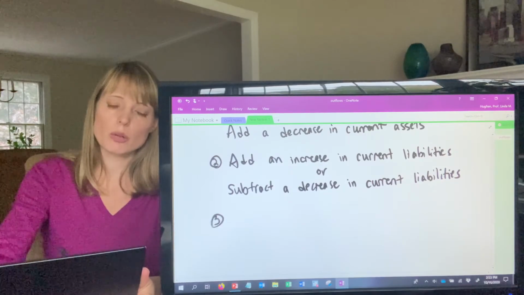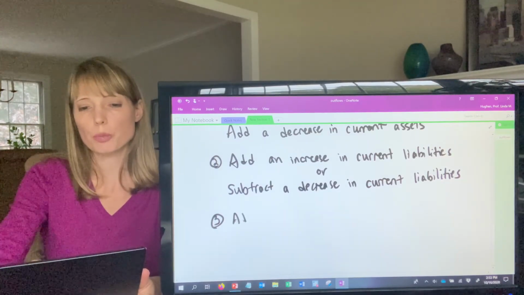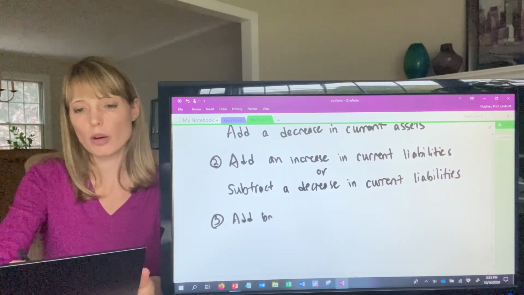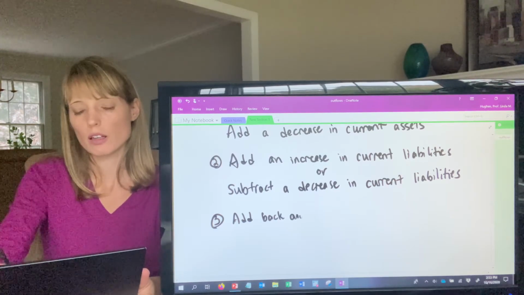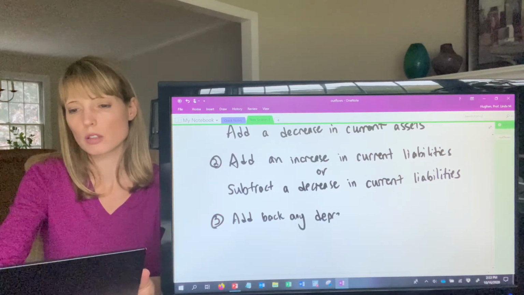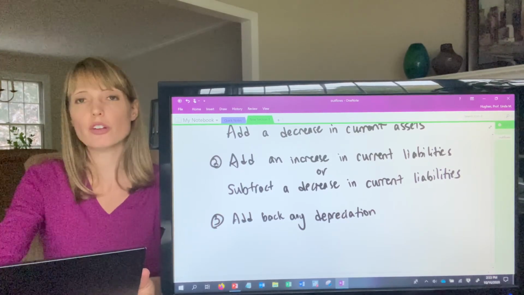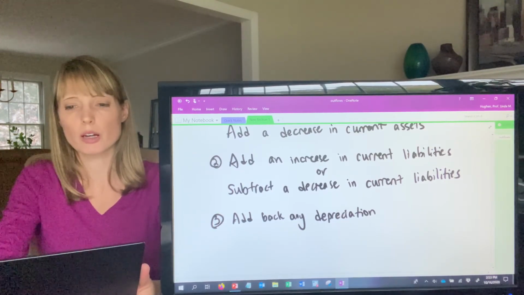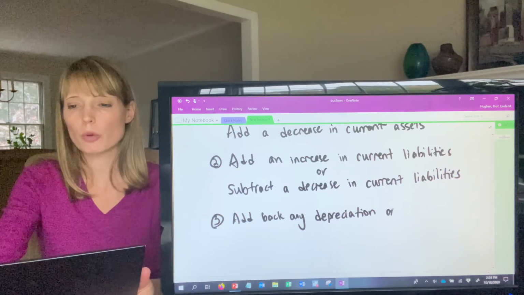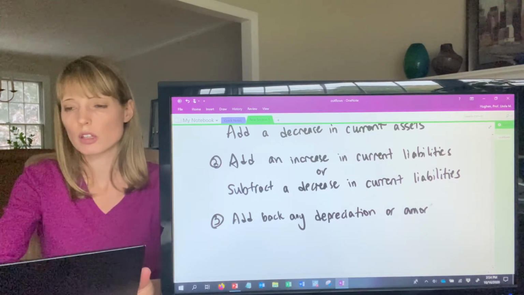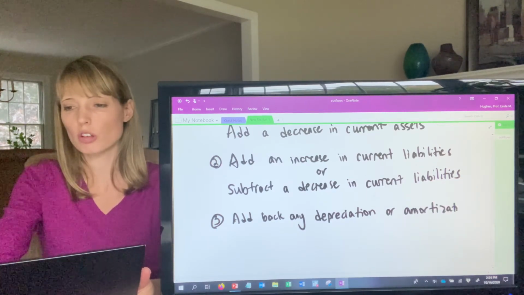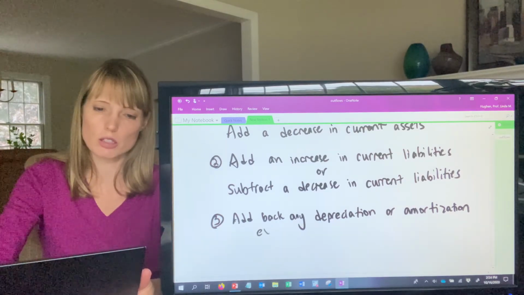We may also need to adjust for depreciation expense. So add back any depreciation expense. And when we account for the cost or the usage over time of an intangible asset, we call that amortization. So add back any depreciation or amortization expense.